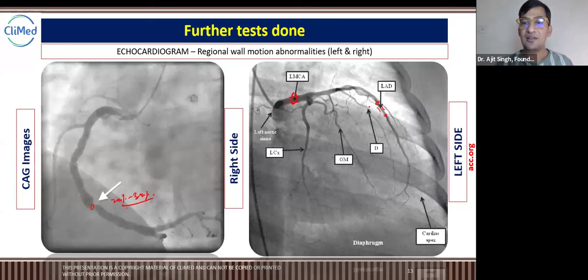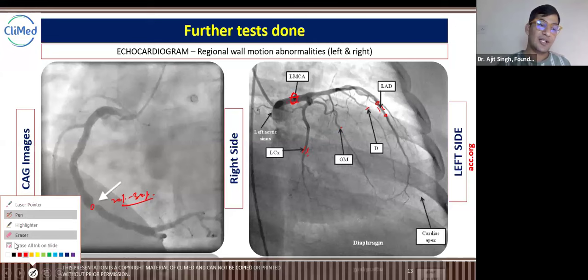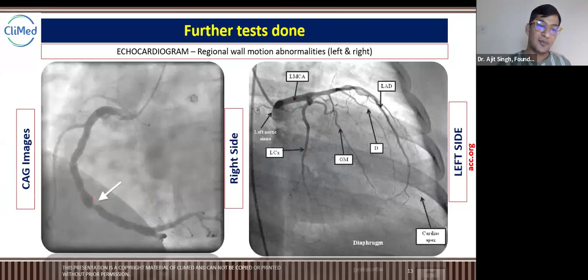If you look at the diagonal, 100% gone. You look at the OM, maybe a little here. LCX is also not showing 100% blood flow, right? So there are multiple findings you can see on the right side and left side of the coronary angiogram images. Here you can understand completely: this must be like this, but it is not. It is only 20% restricted blood flow, so you can easily make it out in the angiogram also.